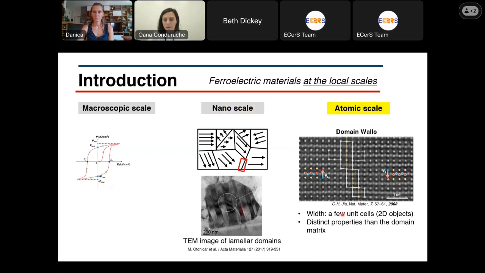Another interesting thing to look at on the atomic scale in ferroelectrics is domain walls, because they are very small features. They can be only a few unit cells wide, and as they are a sort of transition region, they always have properties distinct from the domain matrix.